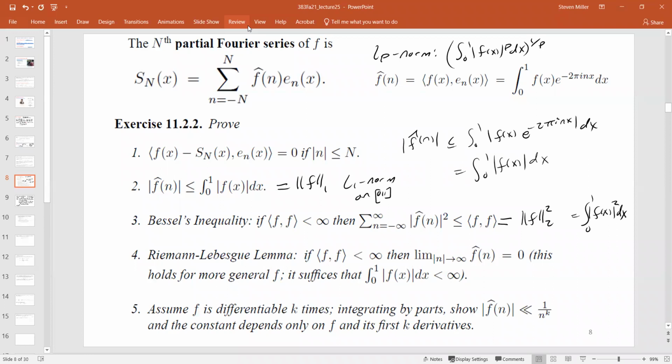Yeah, in the last slide, you had the LP norm without a 1 over p. Should it be?